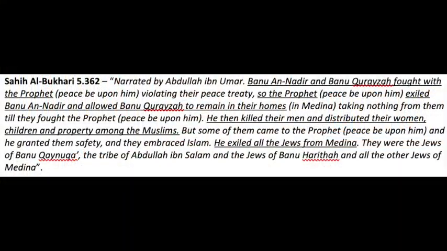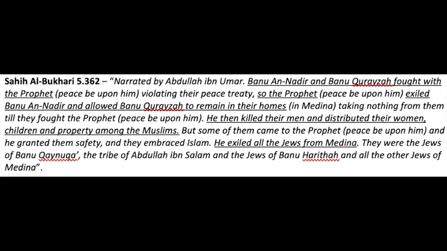Remember, Bukhari is writing in 870, so this is the 9th century, and this is what he says about the Jews, narrated by Abdullah ibn Umar. There's the isnad. The Banu al-Nadir and the Banu Qurayza fought with the Prophet, violating their peace treaty. This is the reference to the Constitution of Medina. You get it not only in Ibn Hisham in 833, but also here in Sahih Bukhari in 870.